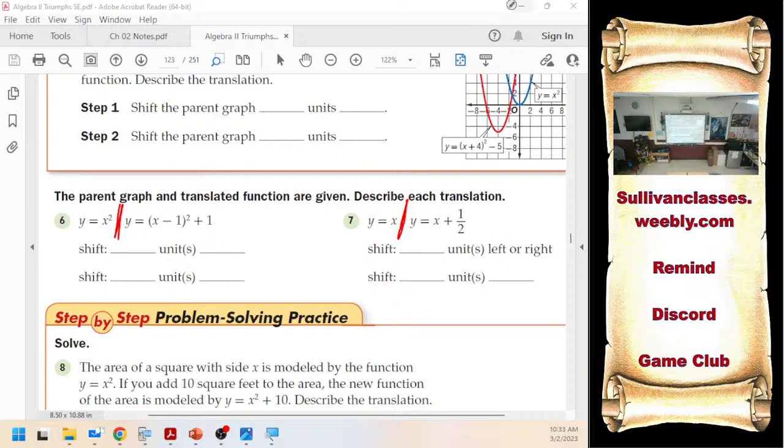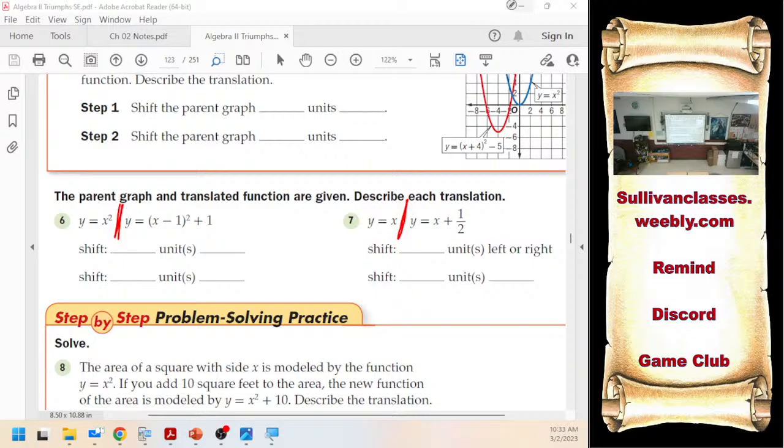So this is the parent. This is what we did. Minus 1 is in the parentheses. Minus means to the right, so I go 1 unit right, or right 1 unit, or however they said it.